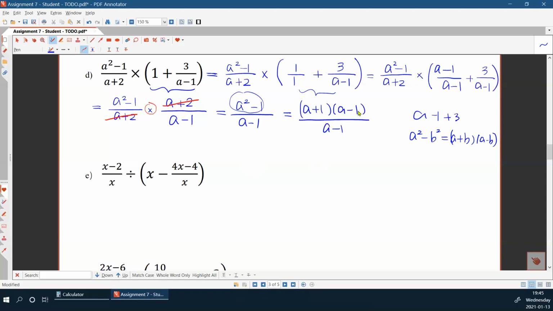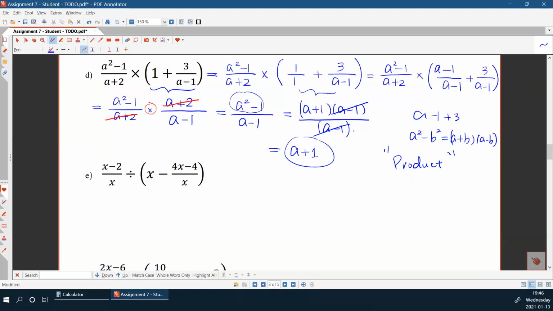So now you can see that both of the numerator and denominator are in a factored form, or both of them in a product form, okay? For the numerator, it's a product of a plus 1 and a minus 1. For the denominator, it's a minus 1 times 1, right? Both of them are in a factored form. So now we can cancel a minus 1, which leaves us a plus 1, right? So a plus 1 is the final result.